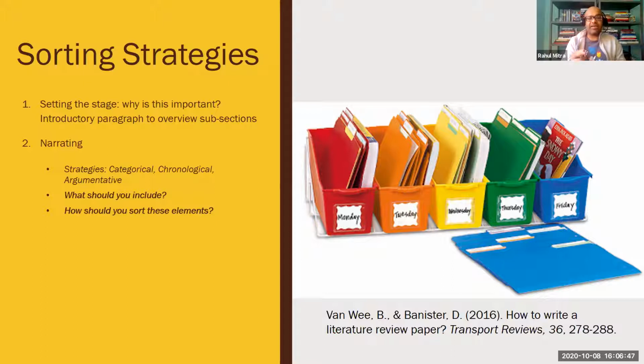Now, Van Wee and Bannister talk about at least 3 strategies of narrating, and I think these are really great strategies. First is the categorical strategy, where you emphasize the different categories that have been covered so far in the literature that you are reviewing.